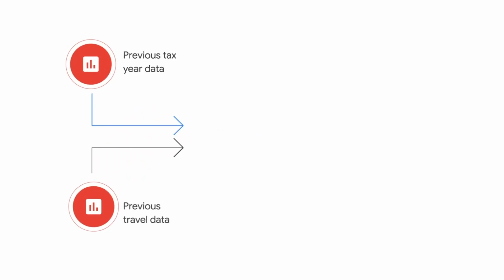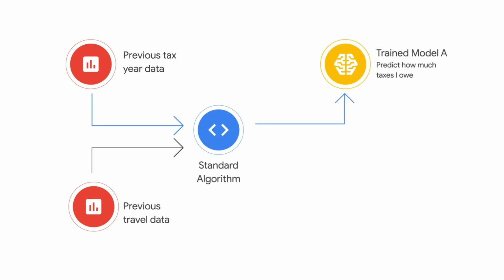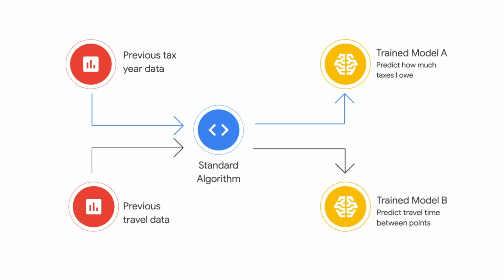Let's go back to our two examples. If you train a standard algorithm with data from previous tax years, it will become a model for predicting estimates for future tax payments. Similarly, if you train the algorithm with examples of travel journeys, it will become a model for predicting travel time between any two or more points. Even though predicting how long it will take to get home and how much taxes you owe are different problems, the same algorithm works for both. The algorithm exists independently of the use case.